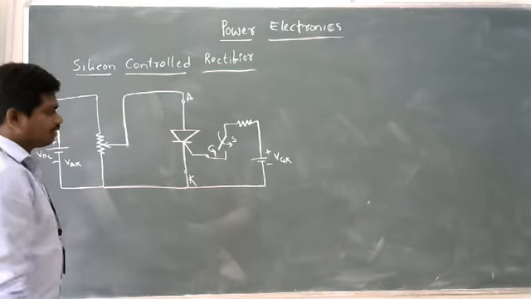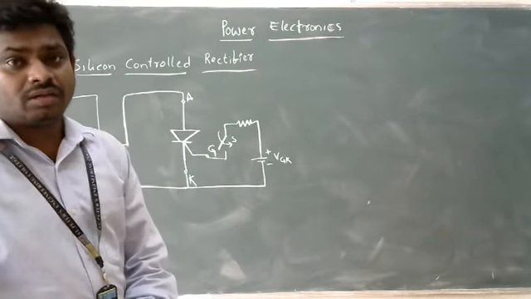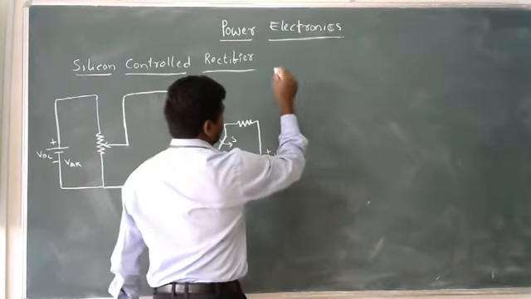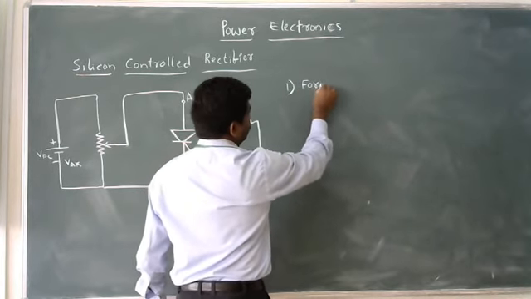Okay, let us see the operation. SCR operation involves three modes. The first one is forward blocking mode.